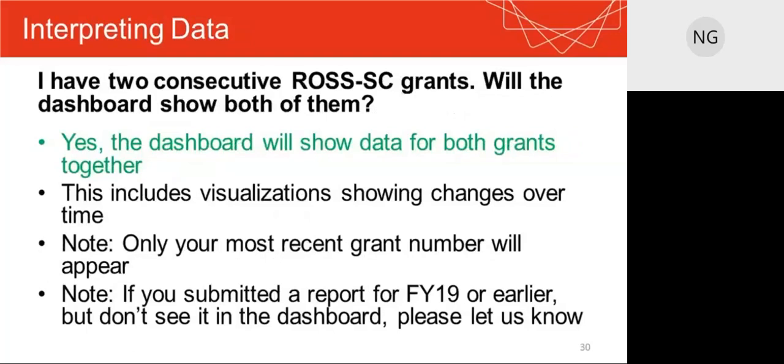I have 2 consecutive ROS grants. Will the dashboard show both of them? So yes, the dashboard will show data for both grants together, and that includes grouping those data for visualizations that show changes over time. I will note, though, that only your most recent grant number will appear when you search for your grantee by name. So even if you only see the most recent grant number, your previous grant should still be included behind the scenes. That said, if you did submit a report for fiscal year 2019 or earlier, but you don't see it in the dashboard, then please let us know about that, and we'll try to figure out what's happening there.